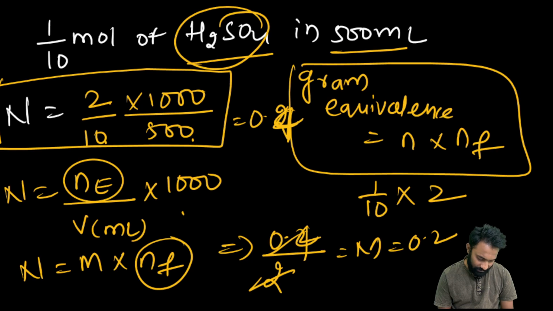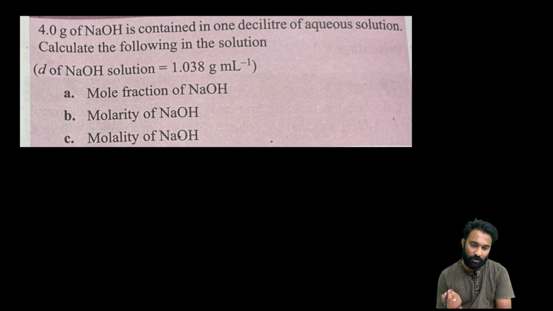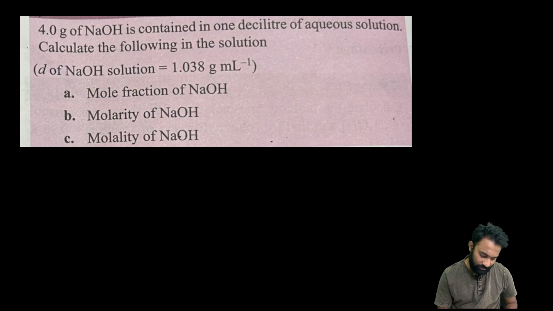Now, another type of question I also gave. What is the other type of question I gave? 4 gram of NaOH contained in 1 deciliter of aqueous solution. In the 1 deciliter of aqueous solution, calculate the following. What is asking? Mole fraction of the NaOH, molarity of the NaOH, and the molality of the NaOH is asked. Now we will see how to solve this question.